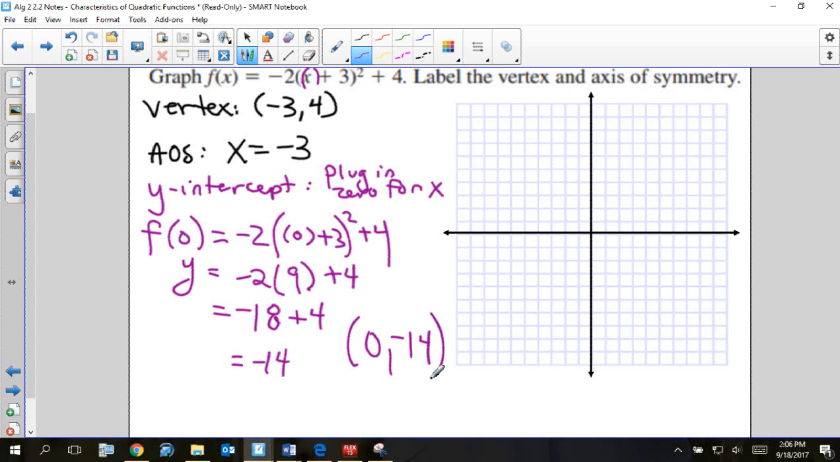So why didn't I graph it yet? Because, yeah, I already knew that was going to be off the graph. So when we go to graph this one, (0, -14) is really far off the graph. So I'm just going to adjust my scale.